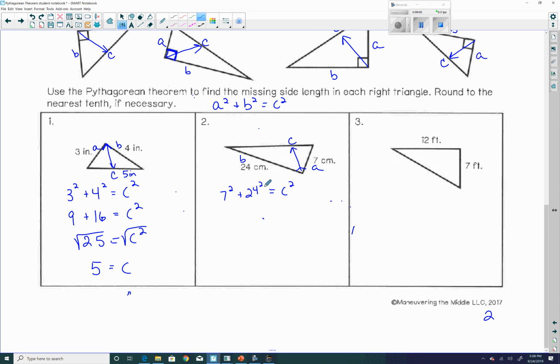Oops, I forgot the 2. 7 squared is 49. Ooh, 24 squared never made it to our table because I only went up to 22. So I'm going to grab the calculator really quick. 24 squared is 576.